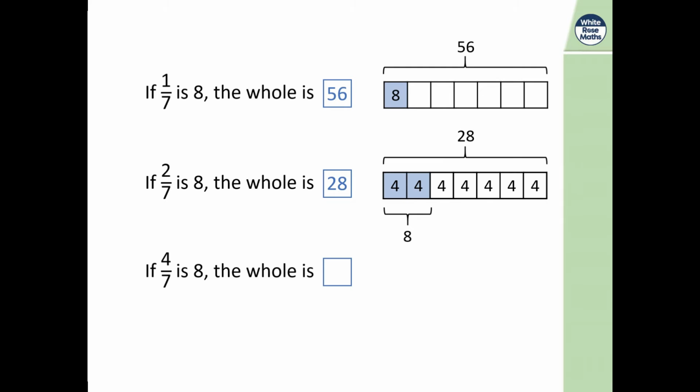Here's an example for you to try. Pause the video and have a think. How did you get on?